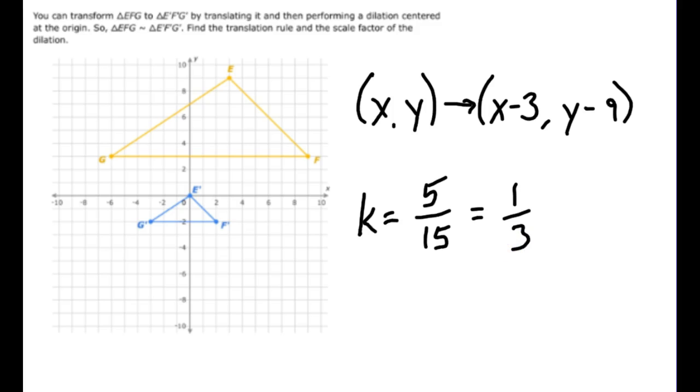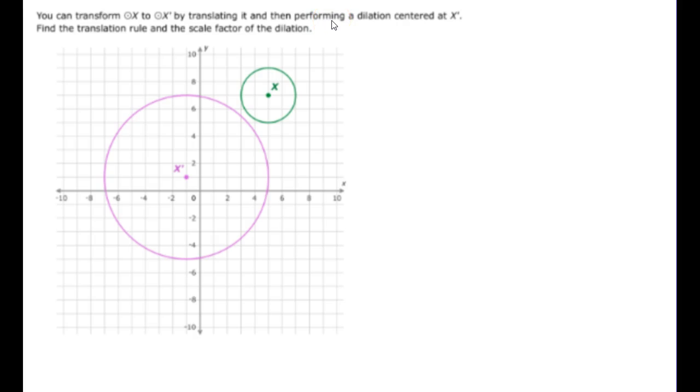So to go from our original triangle, the pre-image EFG, to get to E prime, F prime, G prime, we perform a translation X minus 3, Y minus 9, and then a dilation where our scale factor is equal to 1/3. Example 2 is going to be very similar, except we're going to be working with circles. Again, we're going to have a translation followed by a dilation. So these circles are not congruent, you can tell that right away, but all circles are similar to each other.